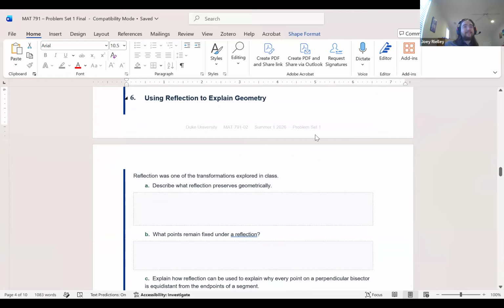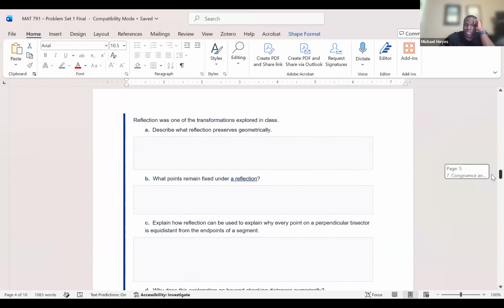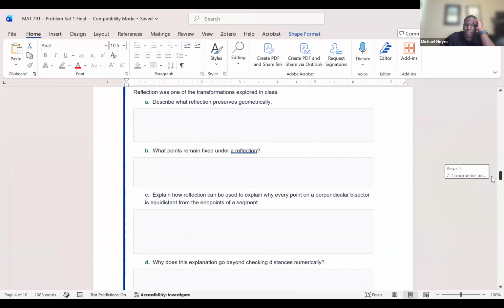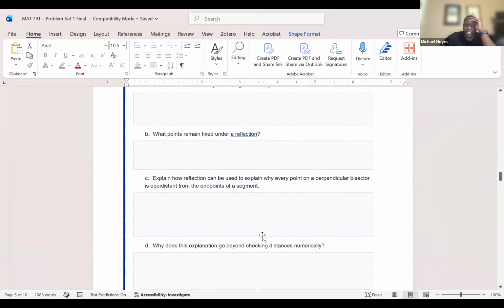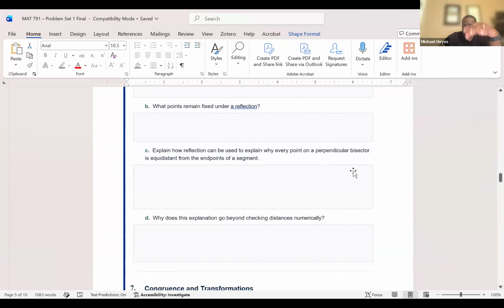So use reflection to explain. So this is again, it's pretty much what we did in class today. Describing about reflection and how it's speaking to preserving geometric things or geometric structure. What points remain on reflection? None of these things are new. How can you use reflection to explain about perpendicular bisector, which is again what we just did today. How this goes beyond checking things numerically. And so again, that's talking about the reasoning about how the transformation kind of gives you more than what you have with just measuring.